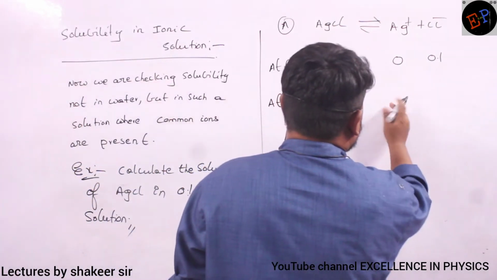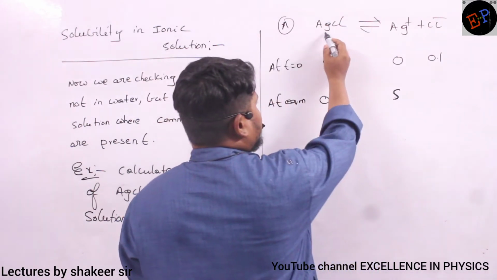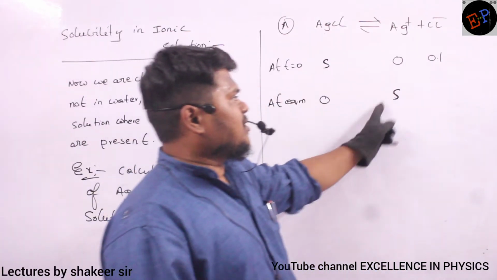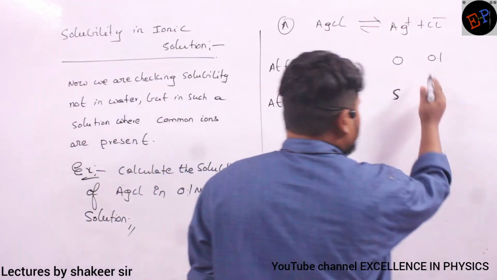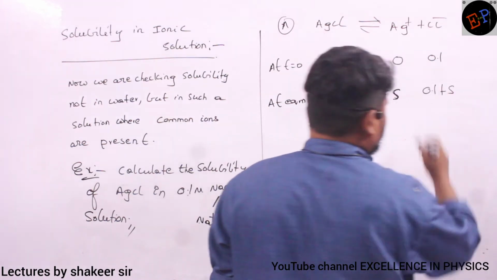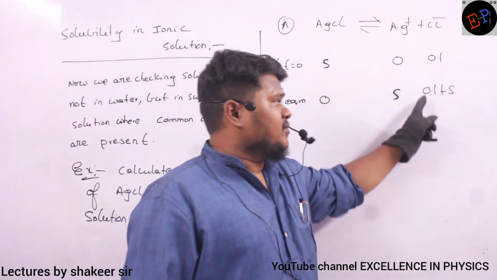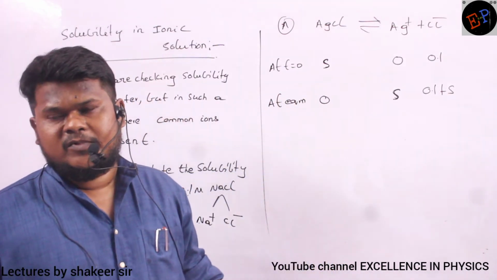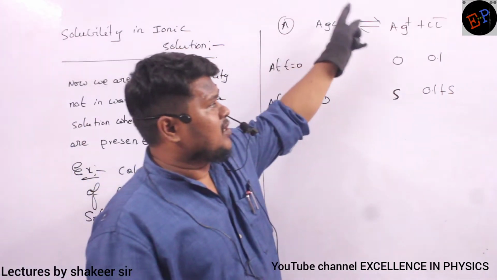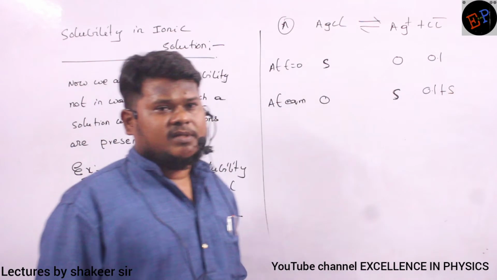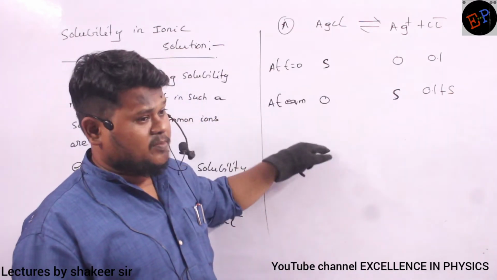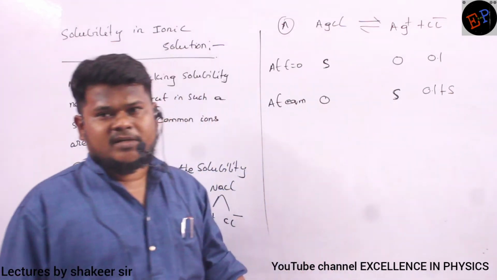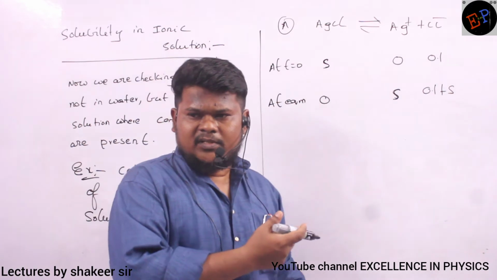So how much Ag plus is formed? S, because 1 mole of salt gives 1 mole of Ag plus, so if this is S, this is also S. Now the amount of Cl minus: in addition to 0.1, another S is formed. Already 0.1 is present, and in addition S moles of these ions are formed. 1 mole of salt gives 1 mole of Ag plus and 1 mole of Cl minus. So S of salt has disappeared, S moles of Ag plus and S moles of Cl minus have appeared. I hope you know all this.